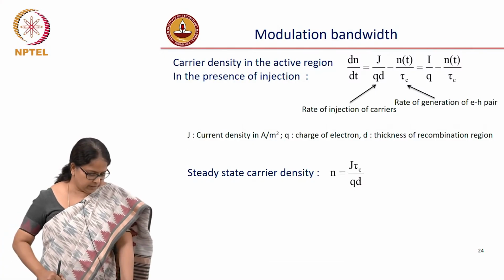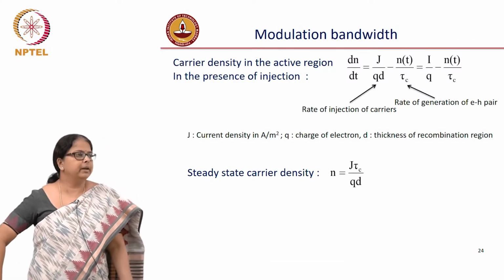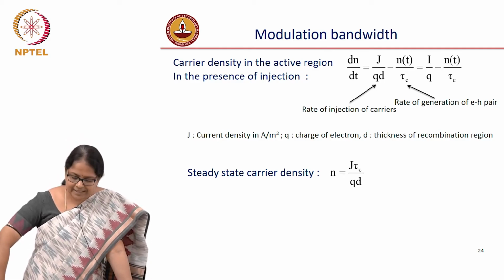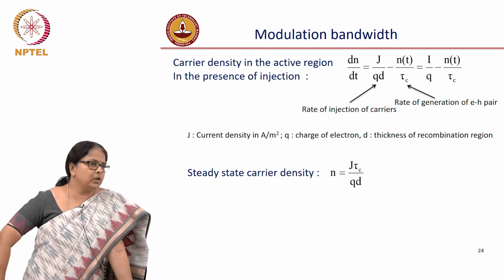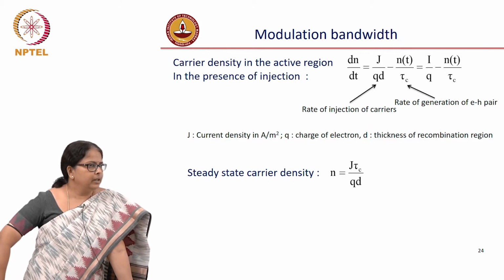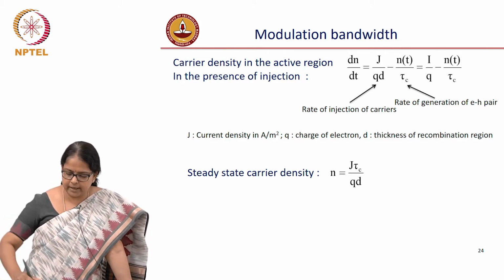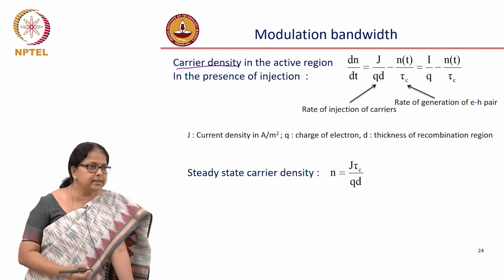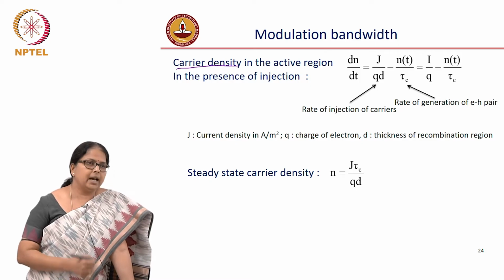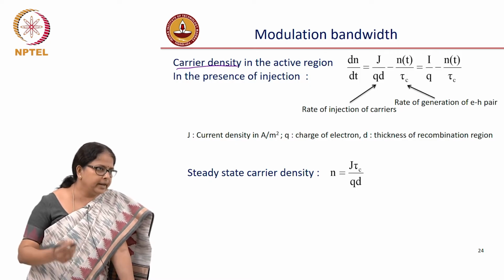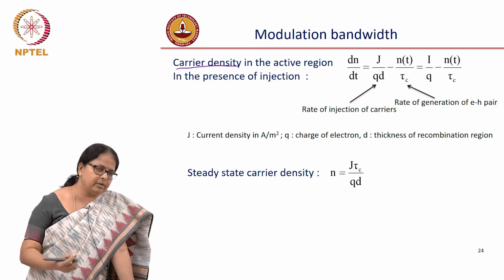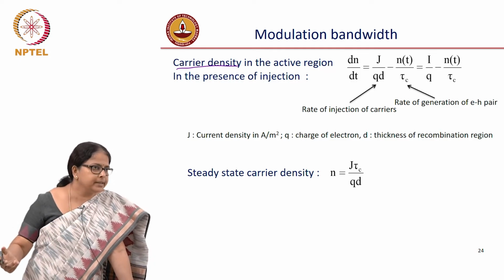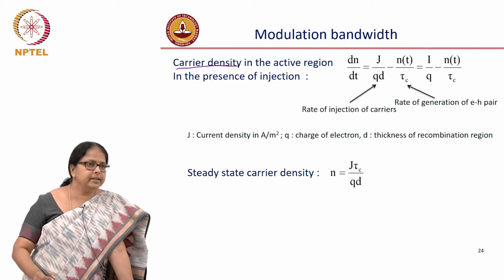Okay. So, now we talk about modulation bandwidth. Now, we start with what is called the rate equation. The rate equation tells you the rate at which the carrier density changes as a function of time, the rate of decay or growth of carrier density, which means change in carrier density divided by time.